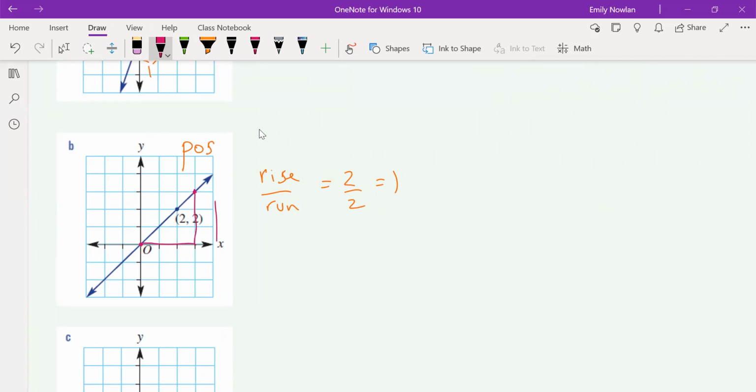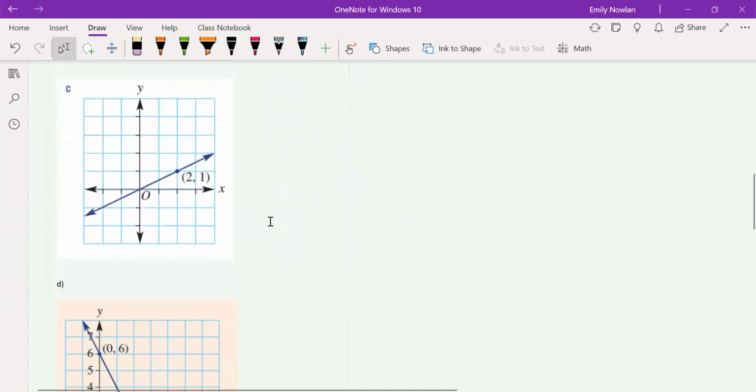So what's my rise this time? My rise would be 3. So if I did it with this one, it'd be 3. What's my run? 3. So it's 3 over 3, which is still 1. It doesn't matter where you do it. Okay, so I can leave my orange triangle there as well, as long as I can definitely see which points I'm going on.